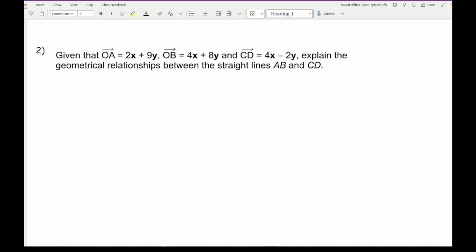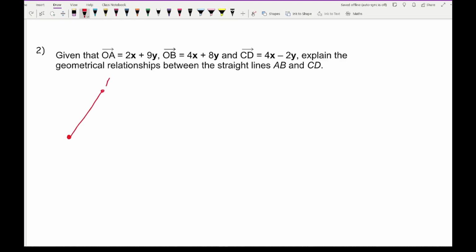Now as you can see, with AB and CD there is no common letter, so it's going to be a case of proving that they are parallel or not parallel. So let's have a look at what we know from this. Now we've not been given any diagram. Now O is usually a starting point. So if I just have this as a starting point and I draw a line, and let's just call this point A, to get from O to A, that vector there is 2x plus 9y.